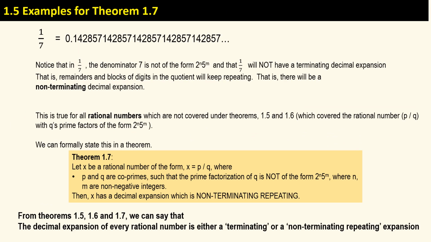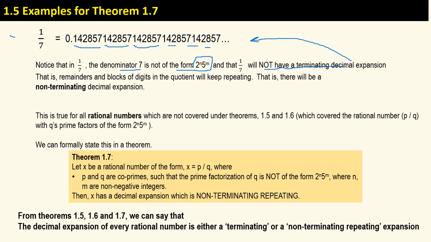Let's see 1 divided by 7. This is equal to 0.142857. Again, the numbers are repeated: 142857, 142857, and so on. Notice that in 1 divided by 7, the denominator 7 is not of the form 2 raised to power n multiplied by 5 raised to power m, and that 1 by 7 will not have a terminating decimal expansion, because you see here it is non-terminating.